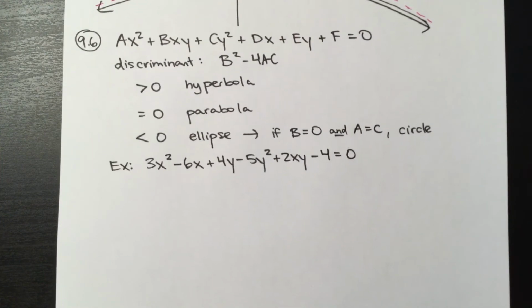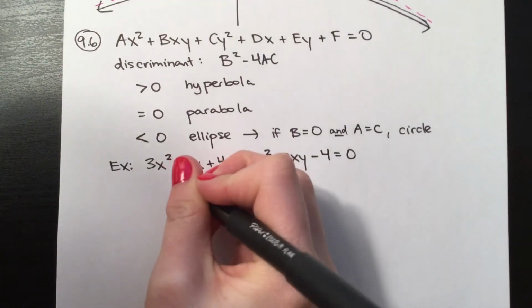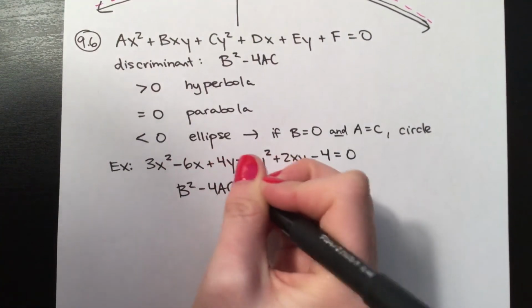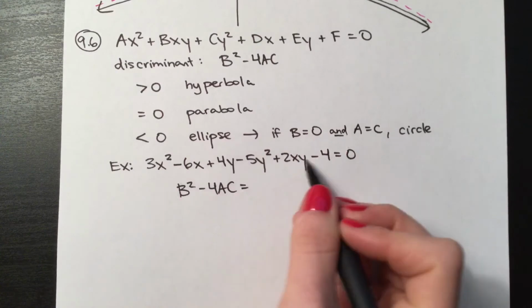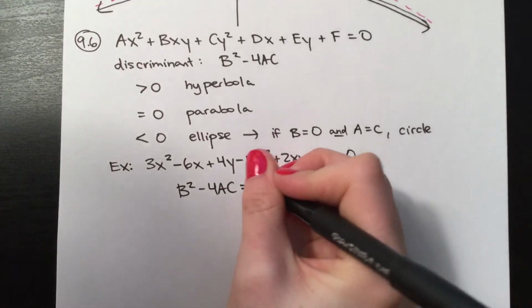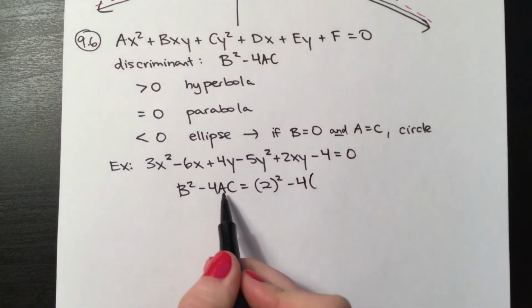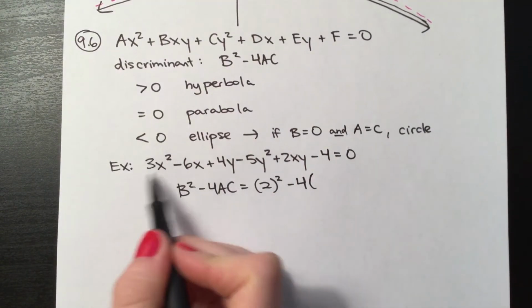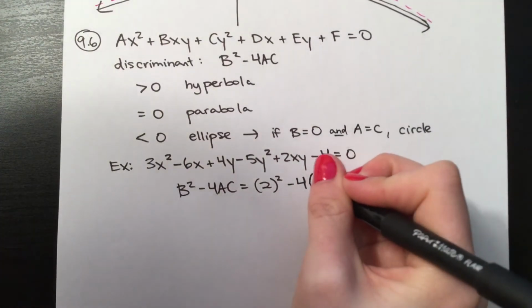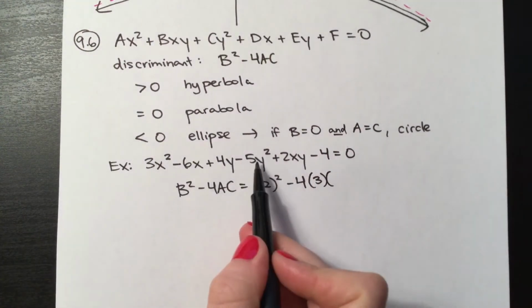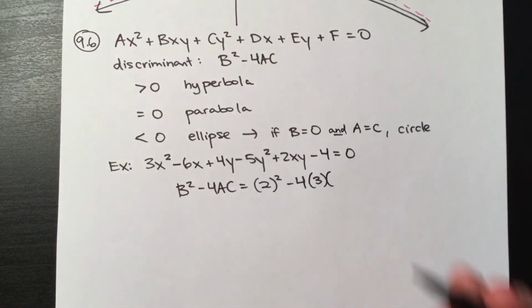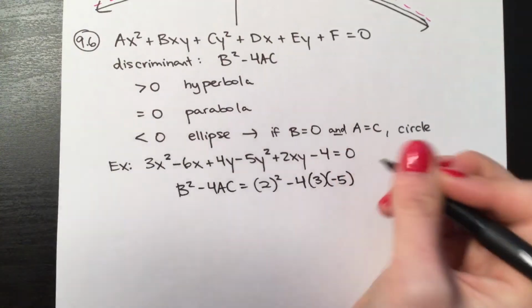Okay, so here are all the pieces you need. They're not necessarily going to be given to you in order, but you just need to know what piece is what. So we're going to set up the discriminant, b squared minus 4ac. So b is whatever's attached to the xy term, which is right here. So we've got a 2, and we square that, minus 4 times a. A is attached to the x squared term, so that's this number, 3. And c is attached to the y squared term. So don't forget to keep the sign with it. So that'll be a negative 5.